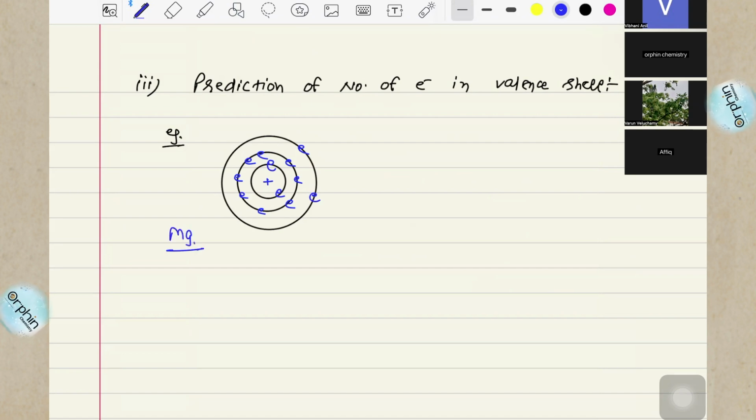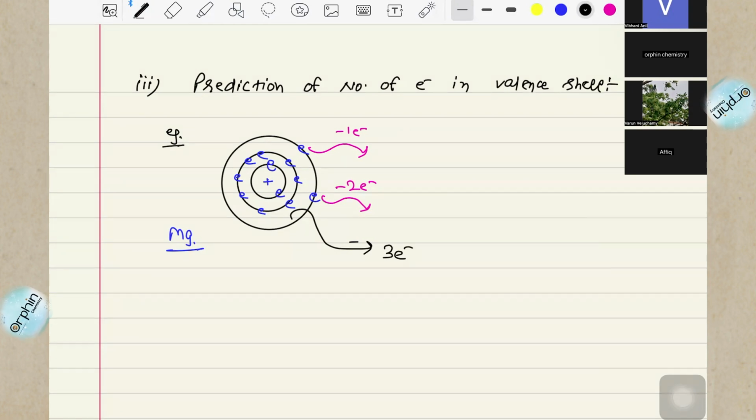So if we remove one electron, that electron will be removed from here. Suppose this is the removal of the first electron. Then this is the removal of the second electron. Then if you are removing the third electron, that third electron will be removed from the inner cell, like the penultimate cell: outermost cell, penultimate cell, pre-penultimate cell. So this second cell will be the penultimate cell here. So this electron is removed from the penultimate cell.